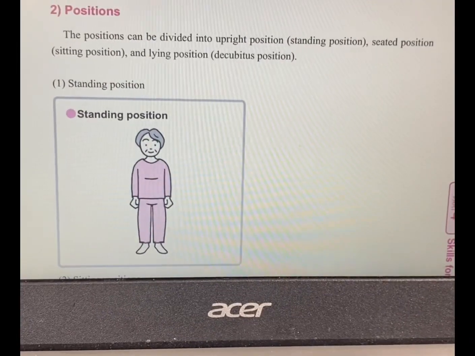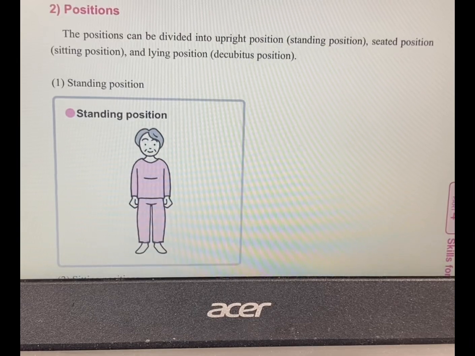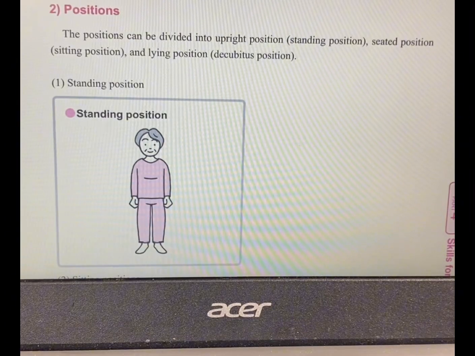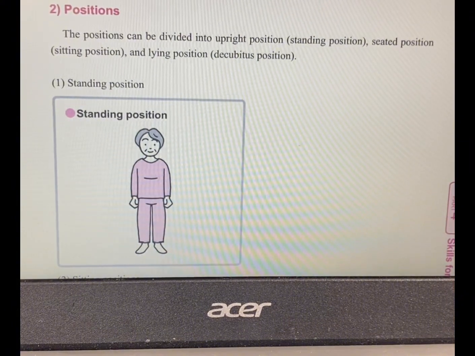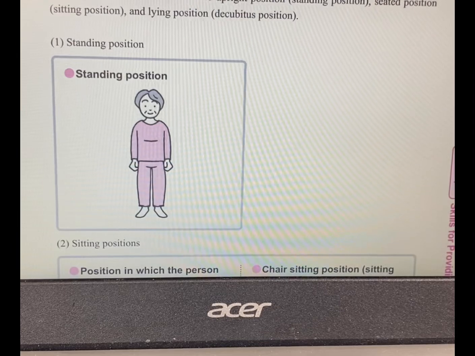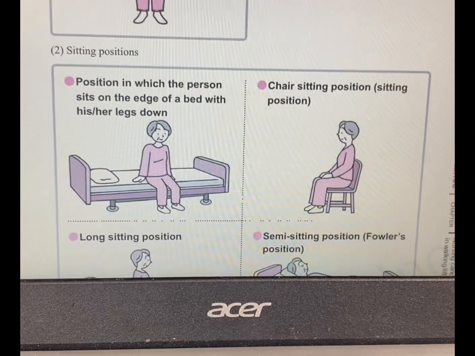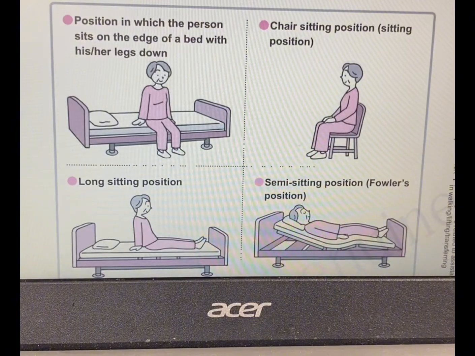Next is positions. Positions can be divided into upright position and seated position. Upright is standing, seated position is sitting, and lying position or decubitus position. For standing positions, standing desu ne. Sitting position, apat po siya.